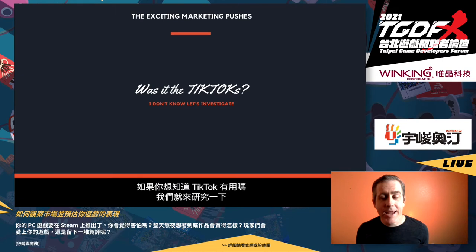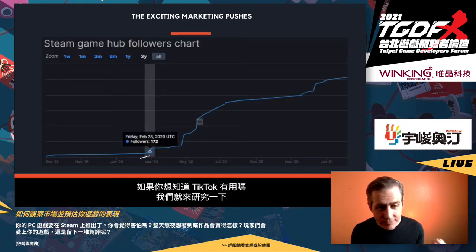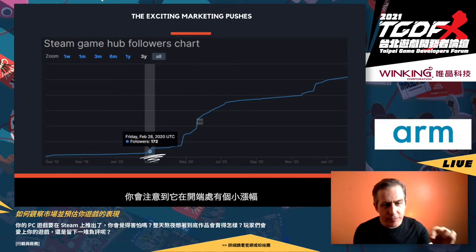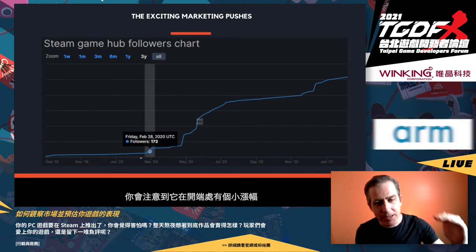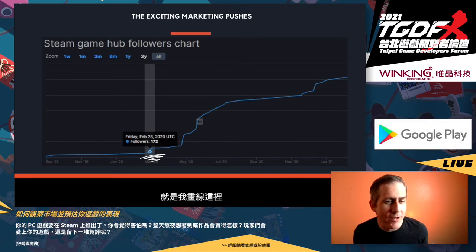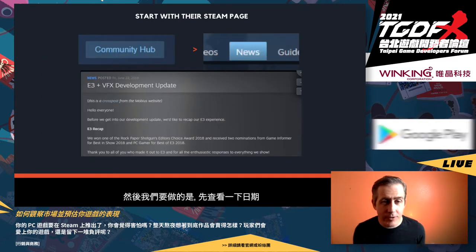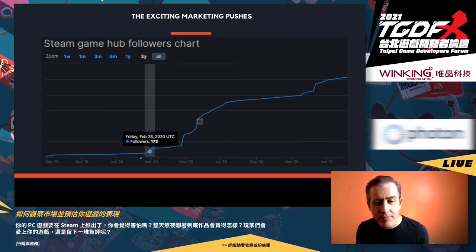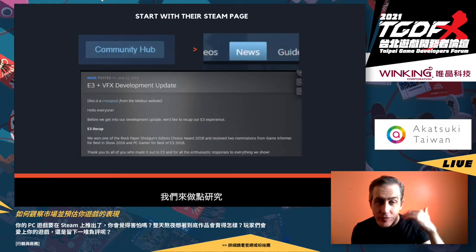So if you're wondering, hey, does TikTok work? Let's investigate. So we're just gonna pick, for this random game that I found on SteamDB, a little spike. You'll notice it kind of bumped up a little bit right there at the beginning. I underlined it here. What we're gonna do is look at the date. In this case, it was February 28th, 2020. We're gonna go and do some research.